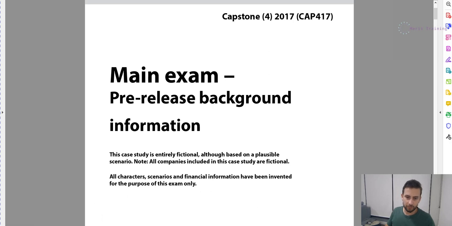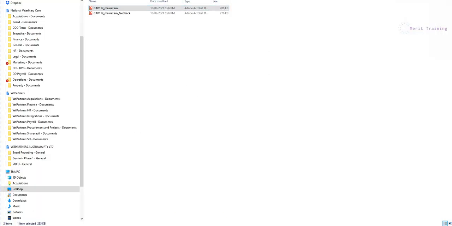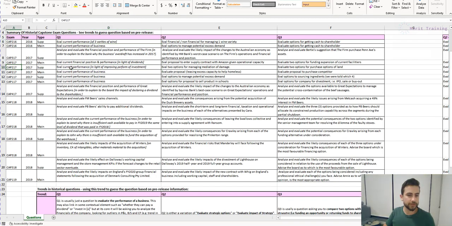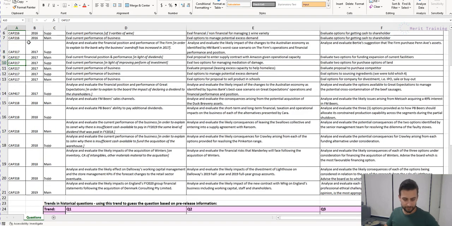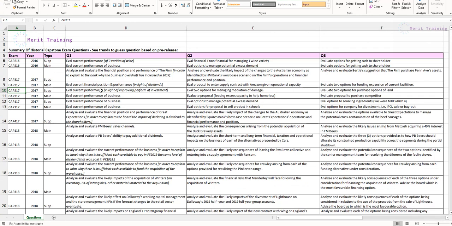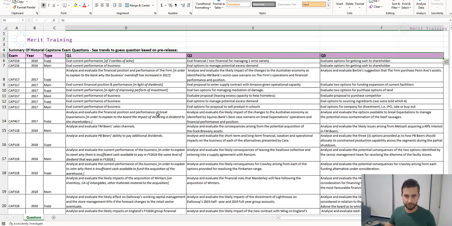Now, before we get started, what I want to do is I want to show you another work paper, and it's in the Capstone notes. It's a summary of historical exam questions that we've prepared and pulled together for you. And the purpose of showing you this is that there is a trend in questions over all of these years. So in the final exam, you're going to get 3 questions worth 20 marks each.